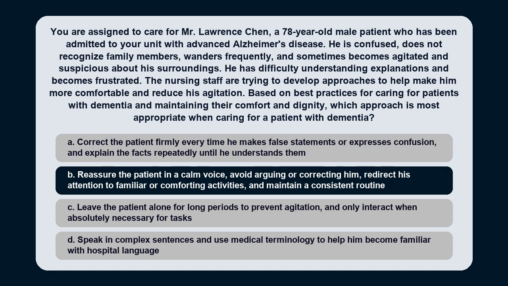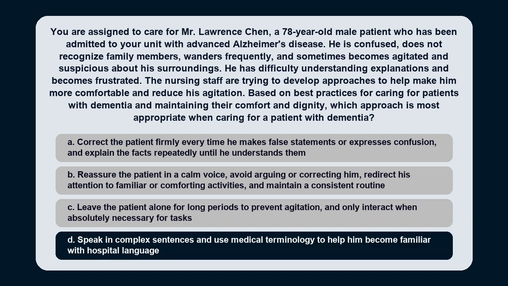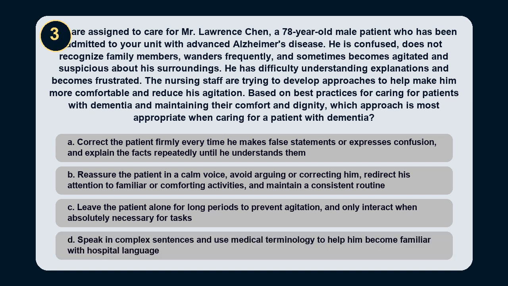Option B. Reassure the patient in a calm voice, avoid arguing or correcting him, redirect his attention to familiar or comforting activities, and maintain a consistent routine. Option C. Leave the patient alone for long periods to prevent agitation, and only interact when absolutely necessary for tasks. Option D. Speak in complex sentences and use medical terminology to help him become familiar with hospital language.